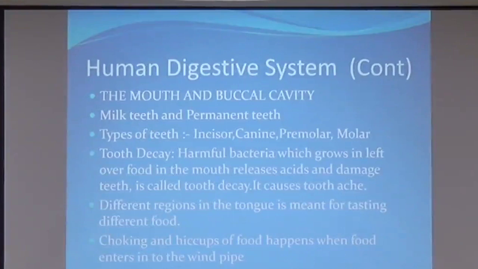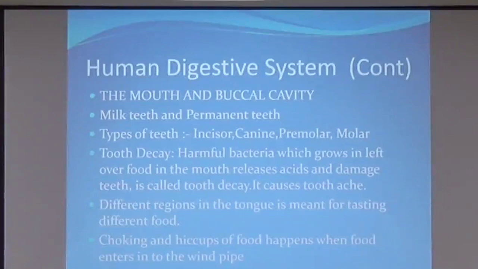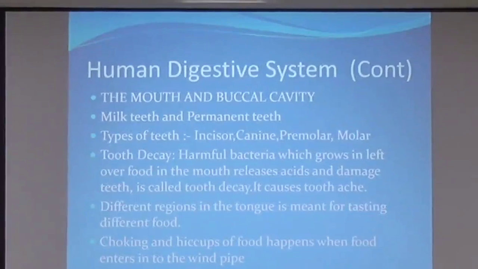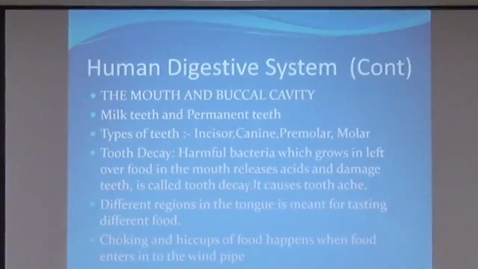Harmful bacteria which grow in the leftover food in the mouth release acids and damage teeth, and that is called tooth decay. It causes toothache. That's why your parents and elders advise you to clean your teeth after every meal. And what is the role of the tongue in your mouth? Different regions in the tongue are meant for tasting, and it also helps in pushing down the food into the next part of the digestive system.